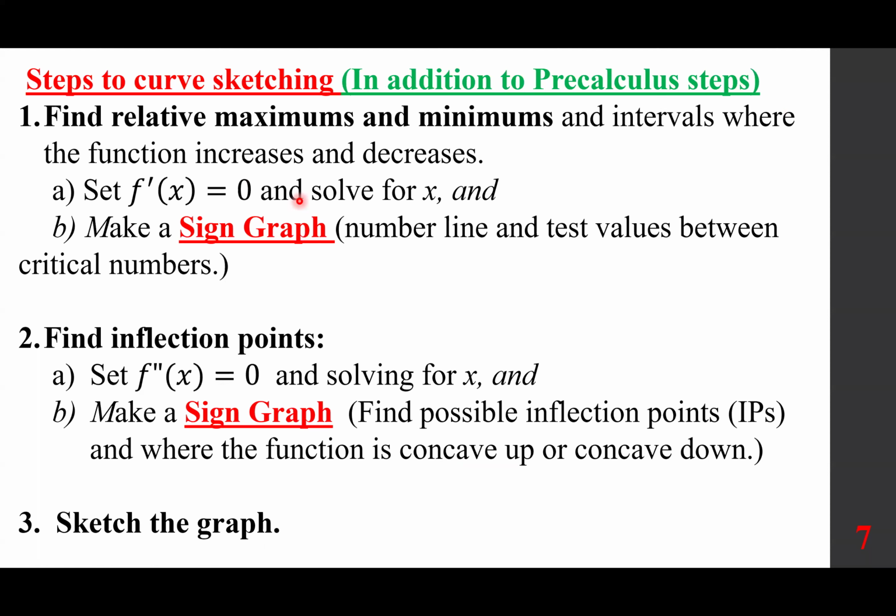Then we use a sign graph on f prime to see where the function is increasing, decreasing. Does it have a local max, local min? And we do it for f double prime as well, and it shows us where the function is concave up, concave down. Does it have an inflection? So that's the process.